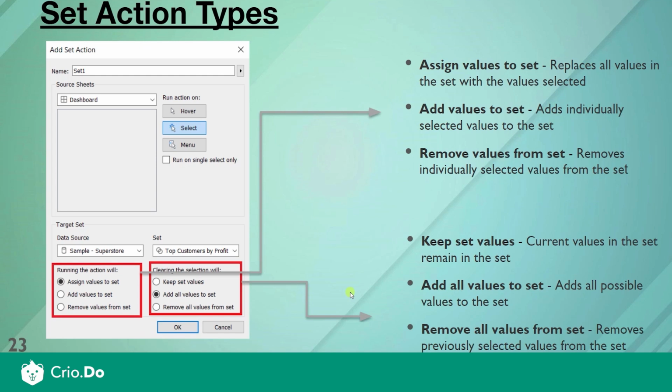Second, add values to the set adds individual values to the set, and remove values from the set removes individual values from the set. It's like vice versa of add values to the set. Whenever you're clearing, the option keep set values means the current values in the set will remain exactly as they are, whatever you have performed. Add all values to the set adds all possible values to the set. Vice versa, remove all values from the set removes all the previously selected values from the set. Do you want to add those, or do you want to come back to exactly whatever it was before?